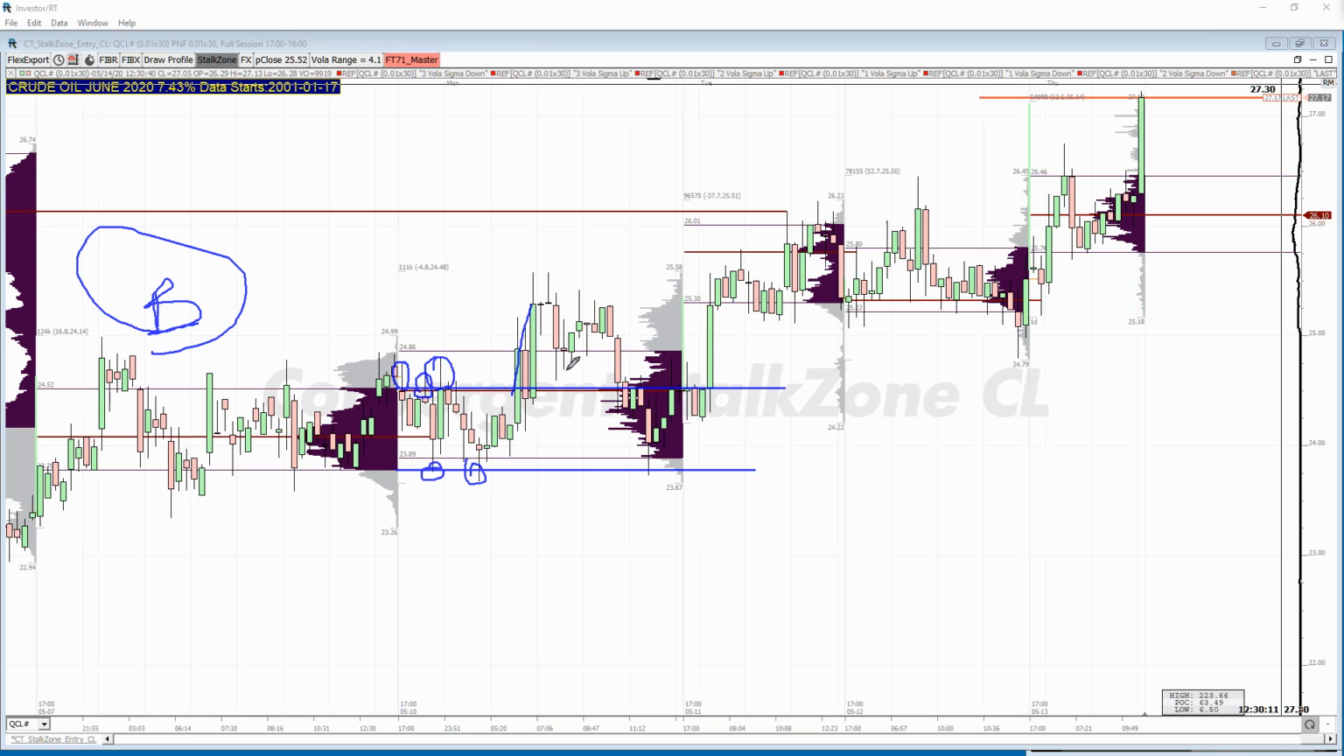Hindsight's 2020. I don't know what this looked like on Monday morning, but we're looking for pullbacks. And then for that, okay, well, how do you trade those pullbacks? Tell us how you trade those pullbacks. Well, trading those pullbacks is a function of many things.